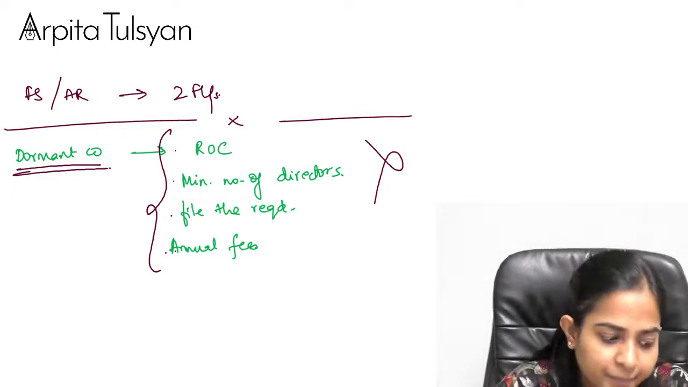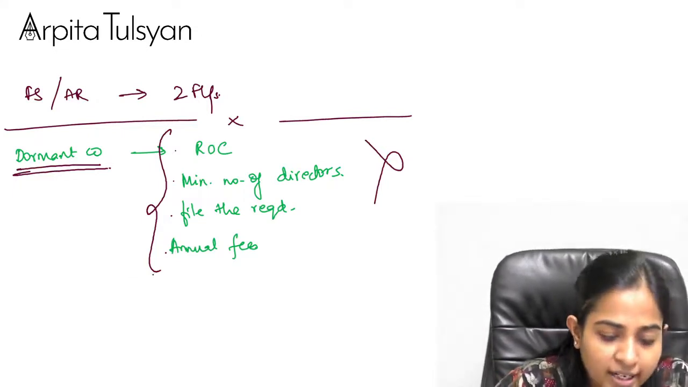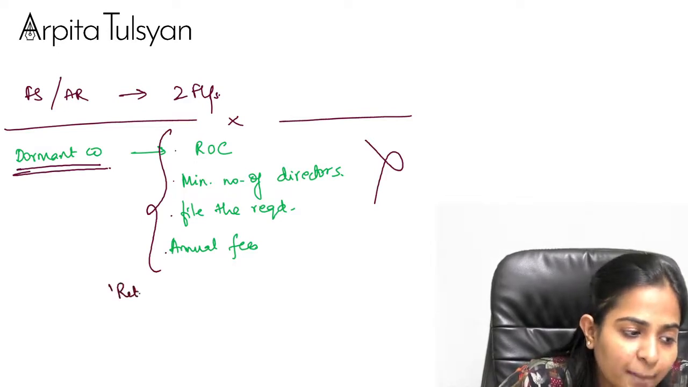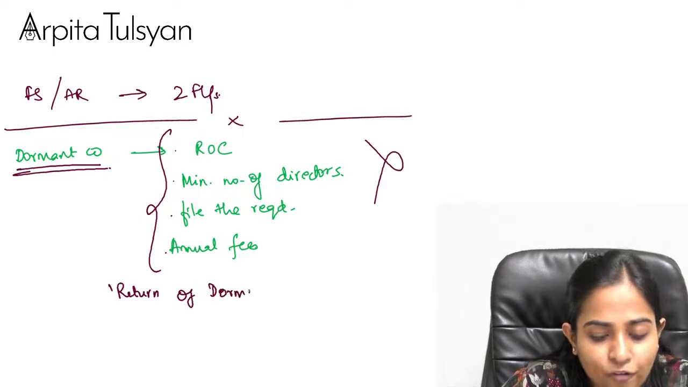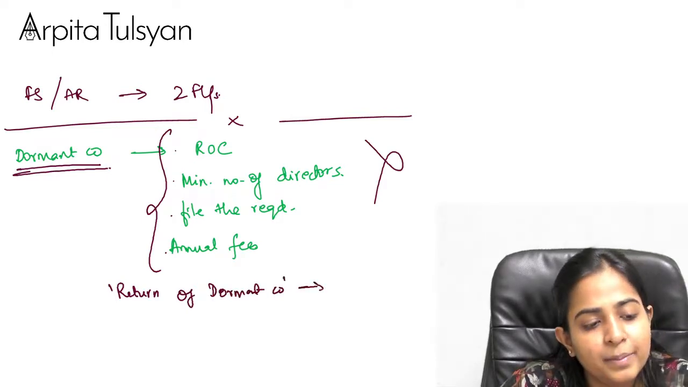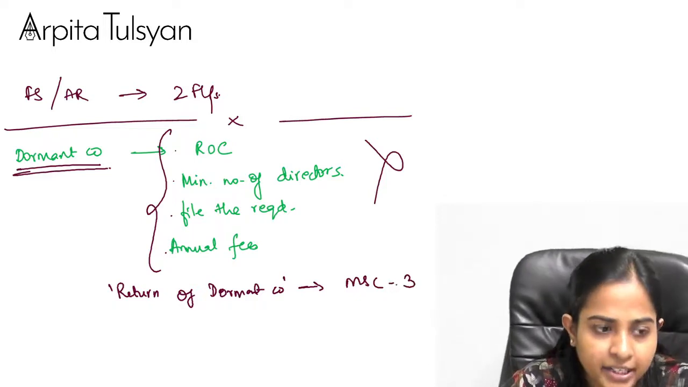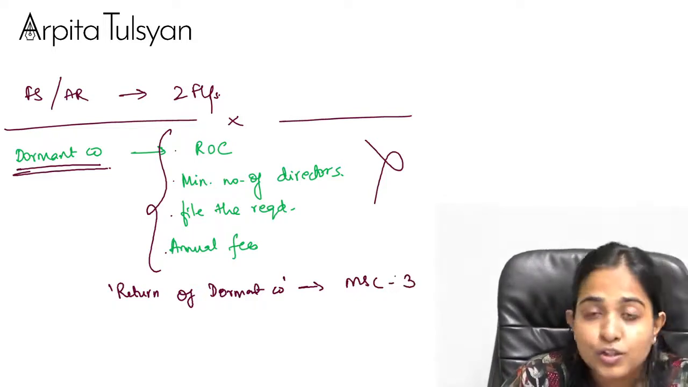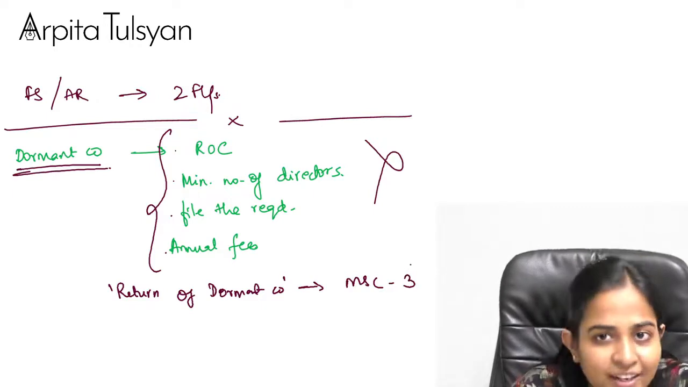They don't want any defaulting persons to come and sit in the register of dormant companies. Right? And companies are required to file a return called the return of dormant company. Okay, there is a specific return applicable for that, in form number MSC3, which is audited by a chartered accountant. So for that also we'll have to pay the fees to the CA. That is not a significant accounting transaction.